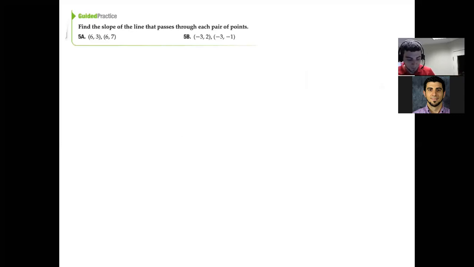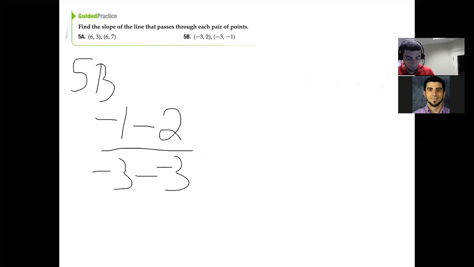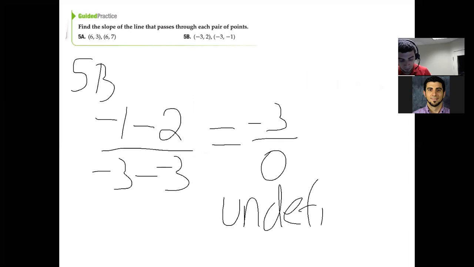Okay, 5b, you would do -1 minus 2 over -3 minus -3, which gives you -3 over 0, so that's undefined. And again, the answer is undefined, not -3 over 0, not 0, not none, it's undefined, okay?